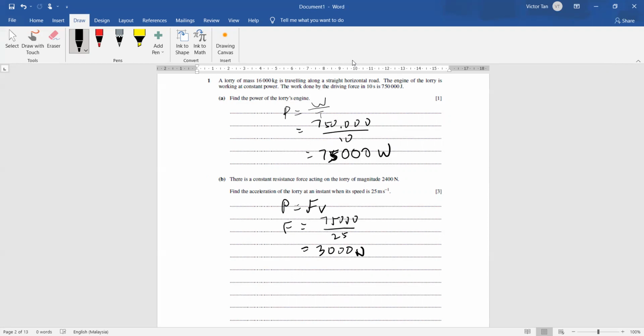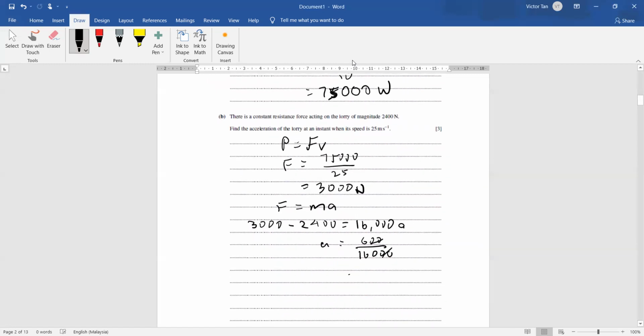Now, resultant force equals mass times acceleration. Resultant force is your driving force minus resistance, equal to your mass, which is 16,000, times a. So a equals 600 over 16,000, which equals 3 over 80 meters per second squared. That's it.